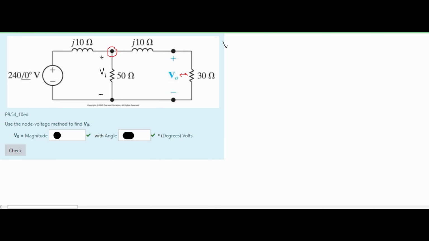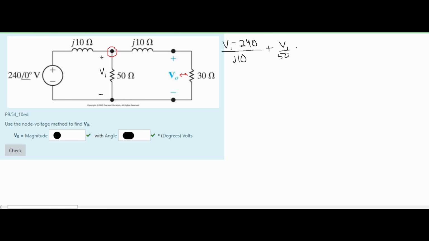So we are going to have our V1 minus our source voltage, which is 240 with 0 degrees. And this is all happening over the J times 10 ohms of impedance. To this we are going to have a plus, then our V1 over 50.